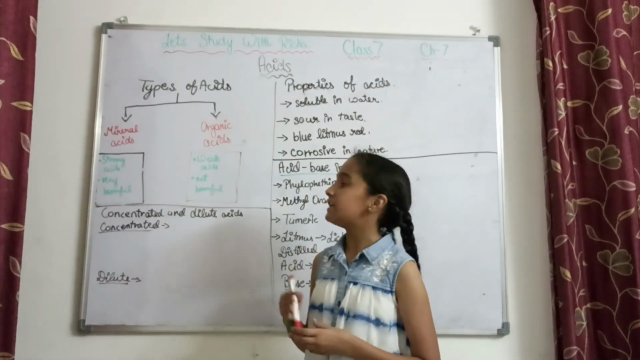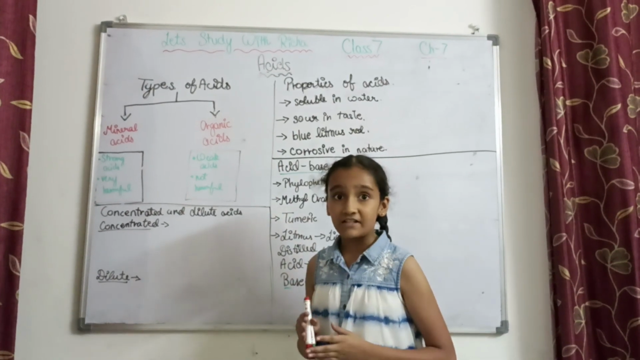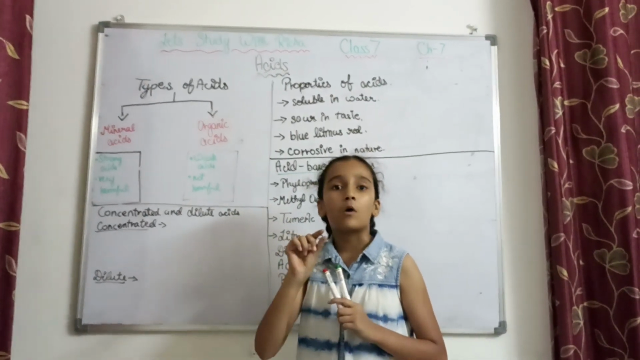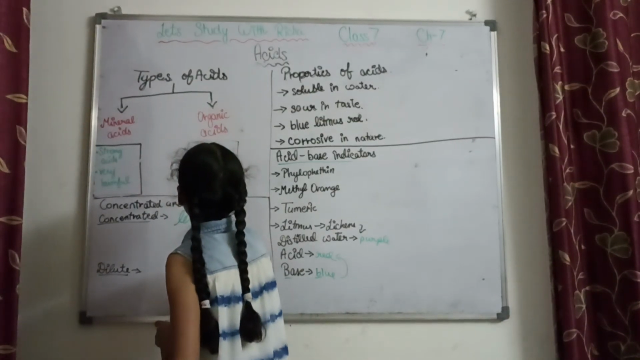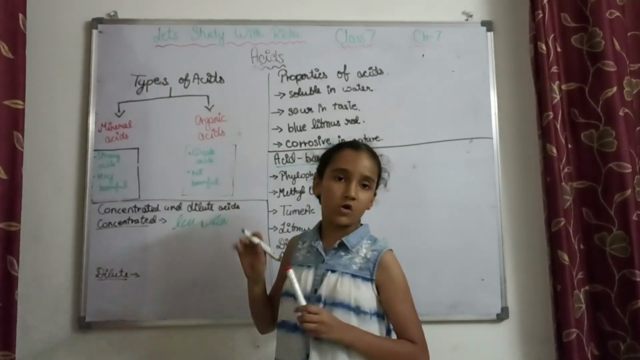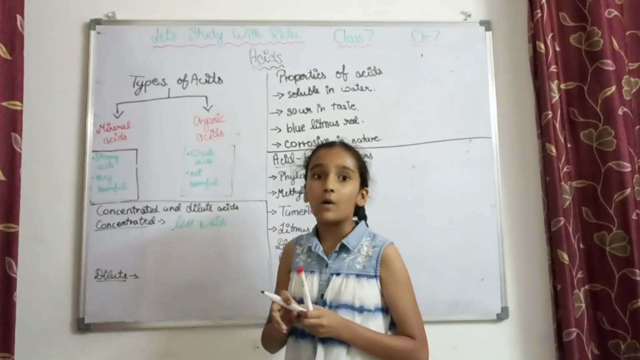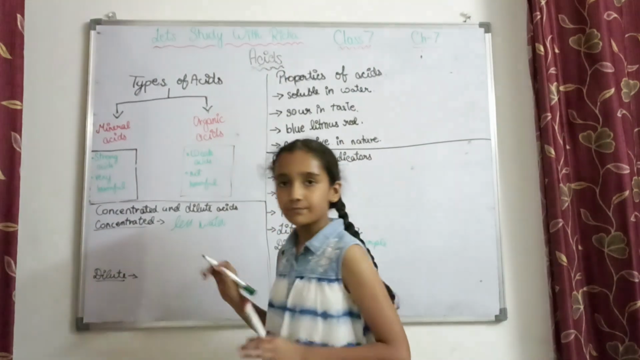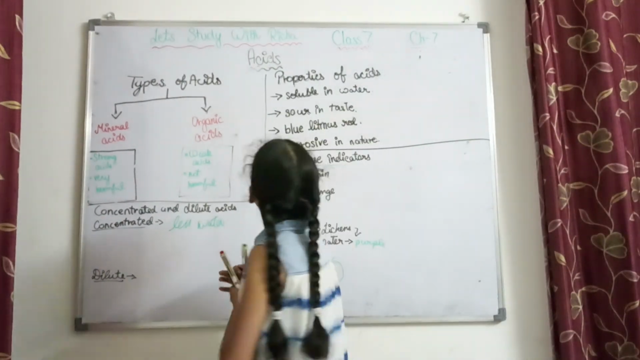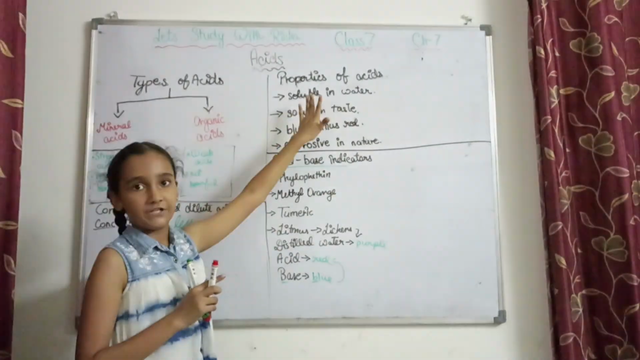Next comes concentrated and dilute acid. Concentrated acid means that there is less amount of water in it. So every acid which has less amount of water in it becomes a concentrated acid. But when you add more amount of water and less amount of acid, it becomes a dilute acid. Okay? So next let us now learn about the properties of acids.